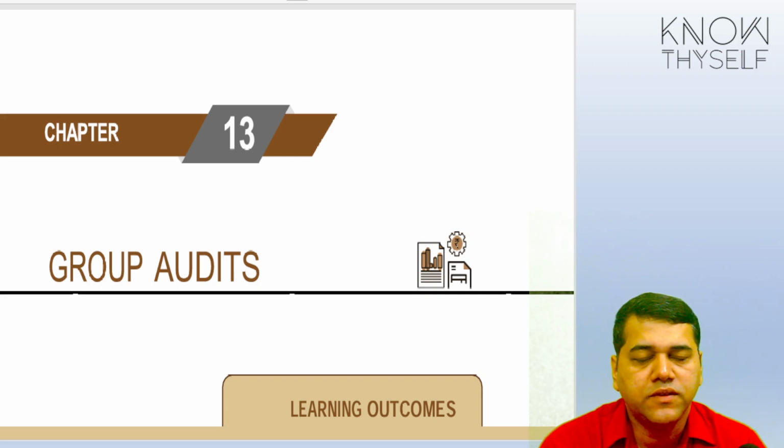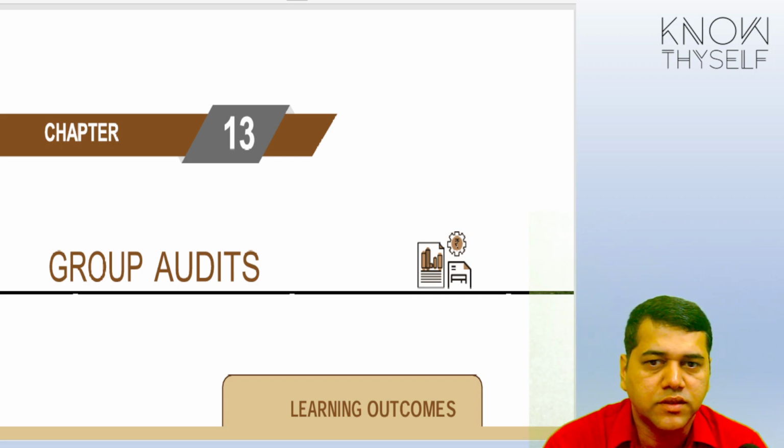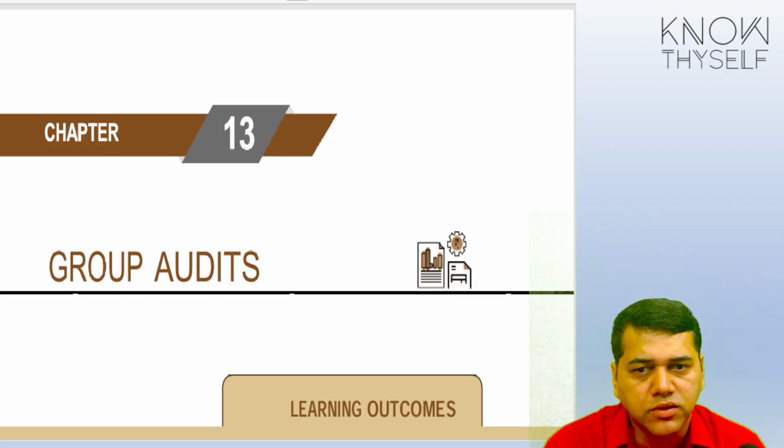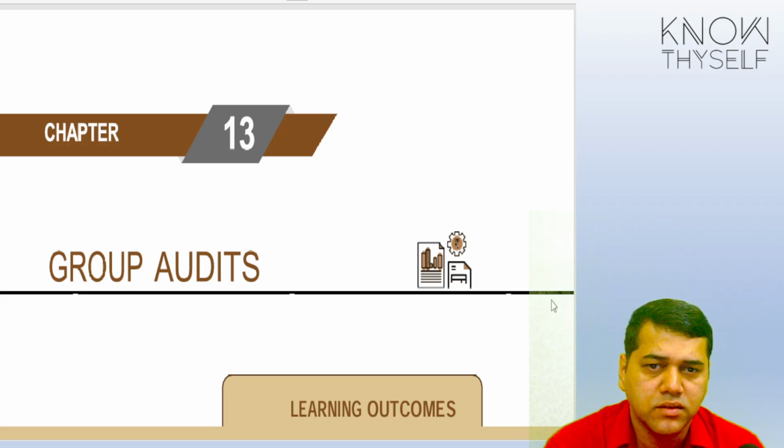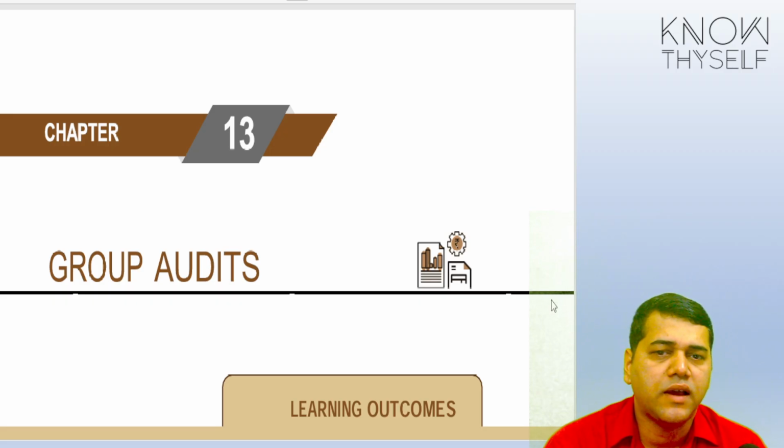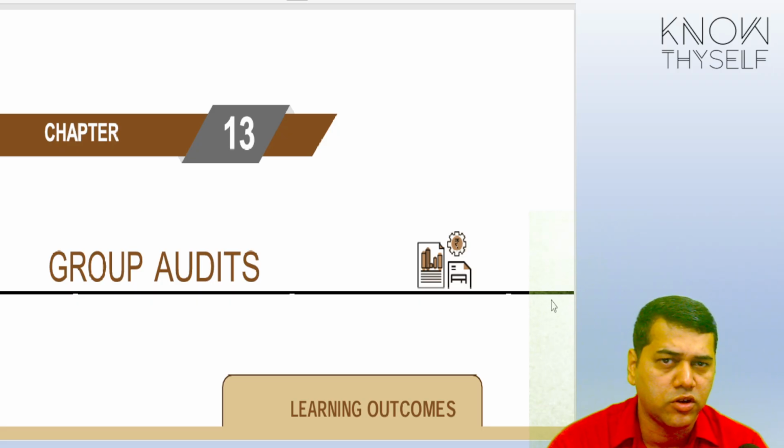Yes, friends. So we'll start with the new chapter, which is Group Audit, chapter number 13. First of all, to tell you, it's a very simple chapter, and it has the flavor of Ind AS 110. Since you already know about Ind AS 110 or consolidation, whether it's coming from accounting standard or Ind AS, it won't take time for you to understand this chapter, like what exactly they are trying to tell.